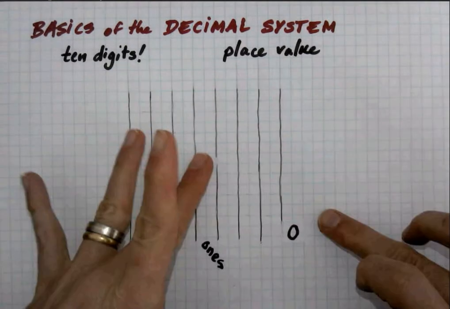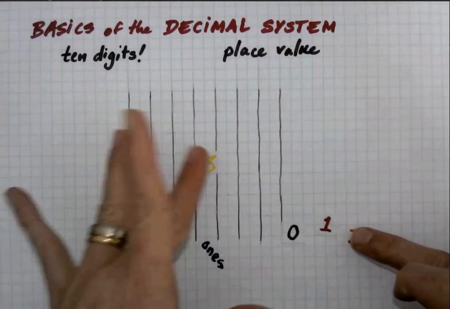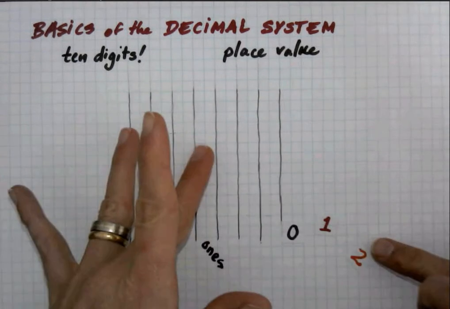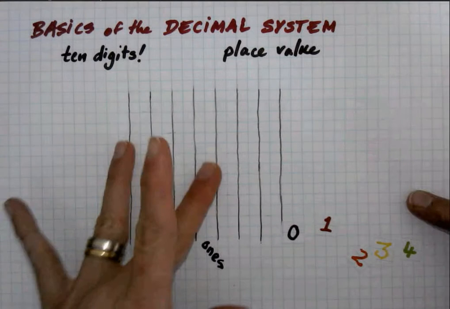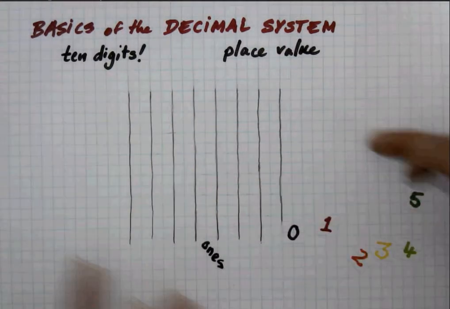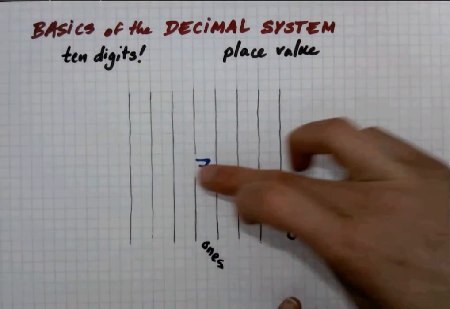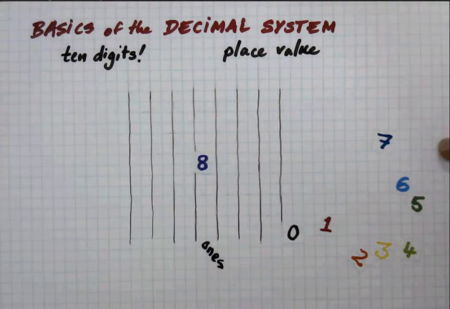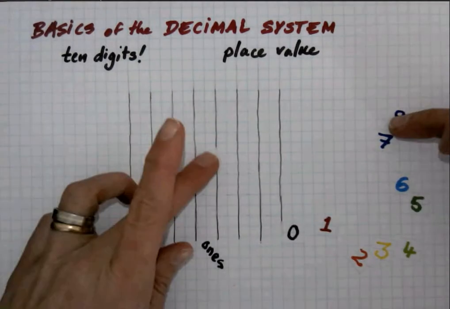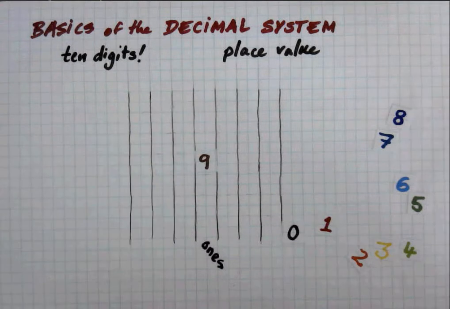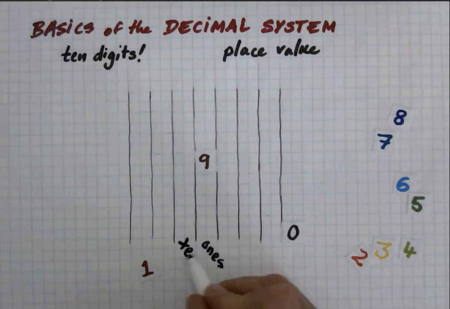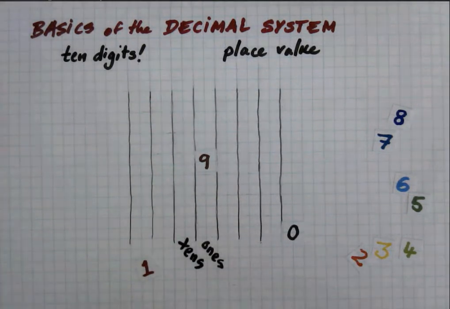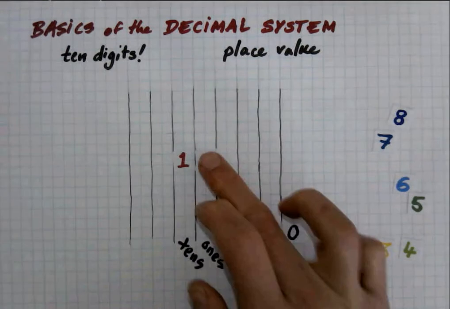3, 4, 5, 6, 7, 8, and 9 that all will land in the ones place. And once I get one beyond 9, then I start using the place to the left of it, the tens place. And so here I have 10. Then I would have 11 and 12 and so on.